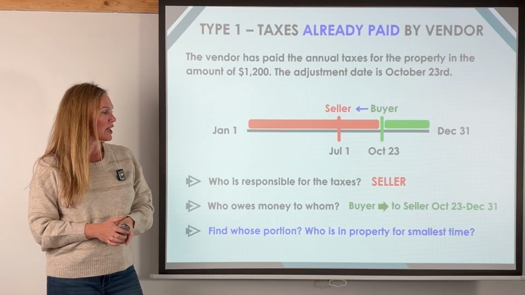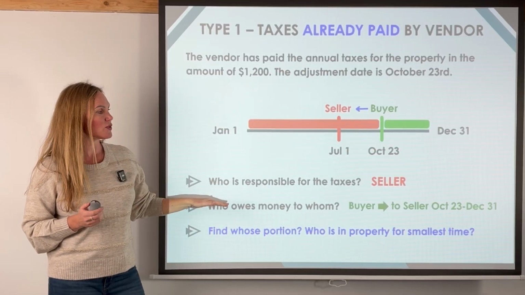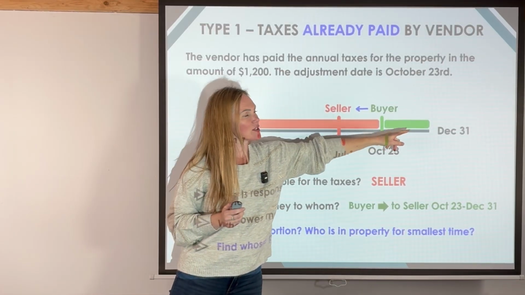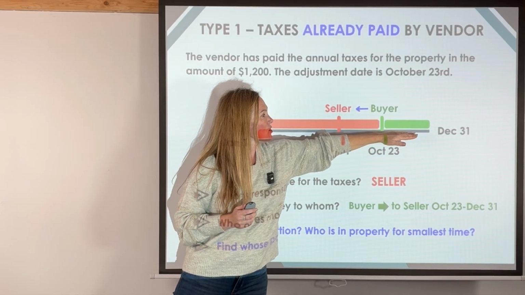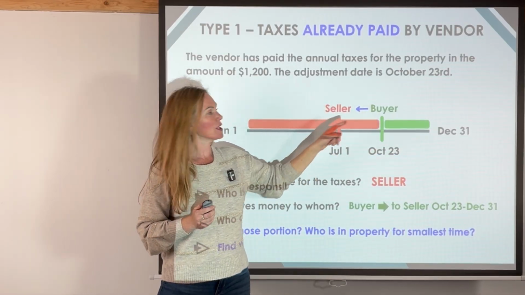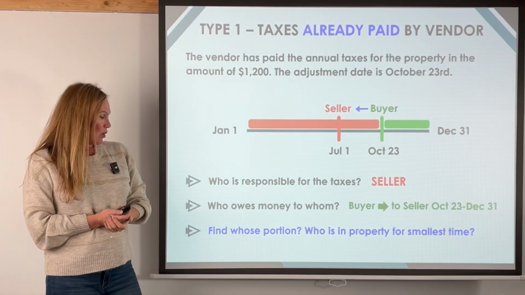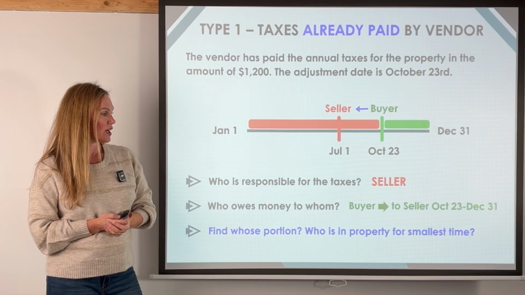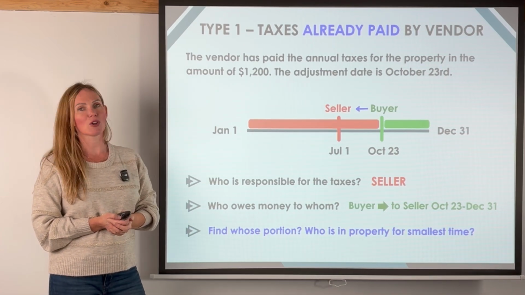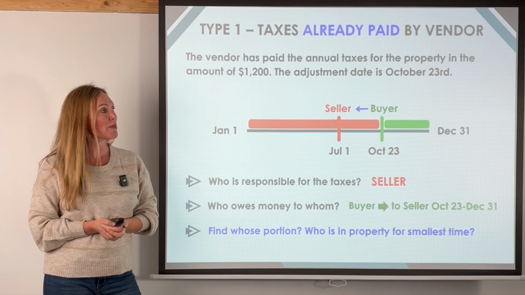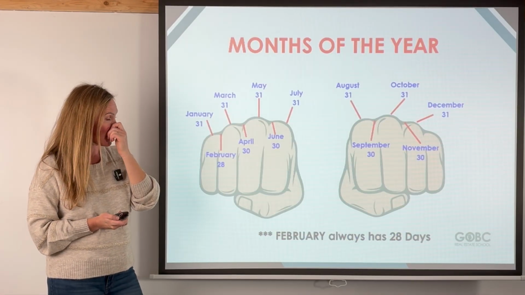So who owes money to whom is the buyer to the seller, from October 23rd till December 31st. For this portion, because the seller paid for the whole year, the buyer will have to reimburse the seller, okay? So find whose portion, who is in the property for the smaller time. Whoever has the smaller time, that's the person who has to pay it back, okay?